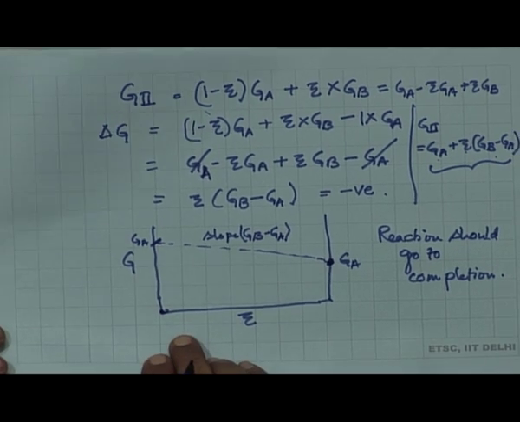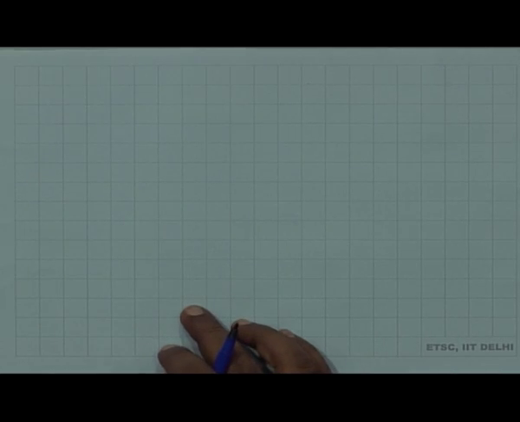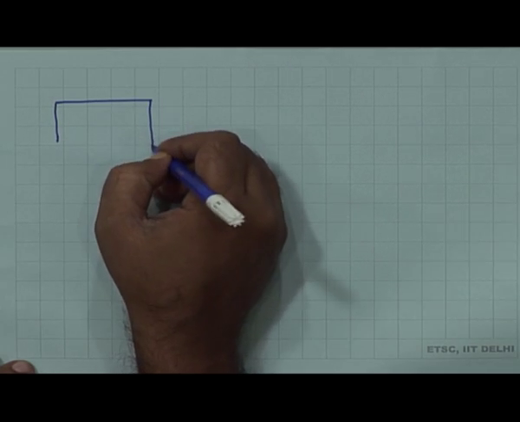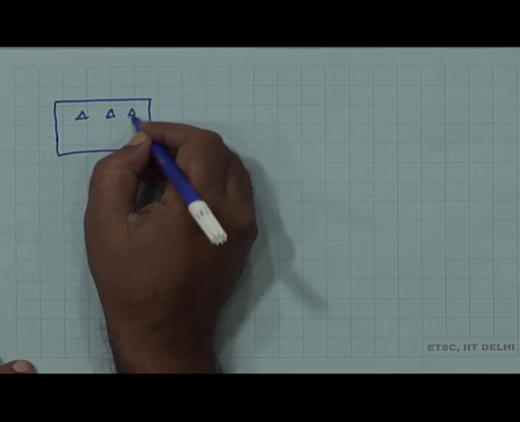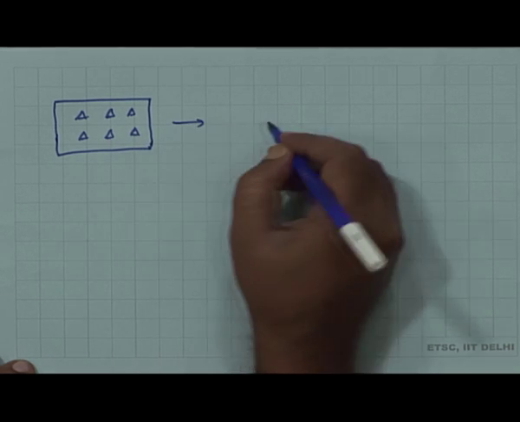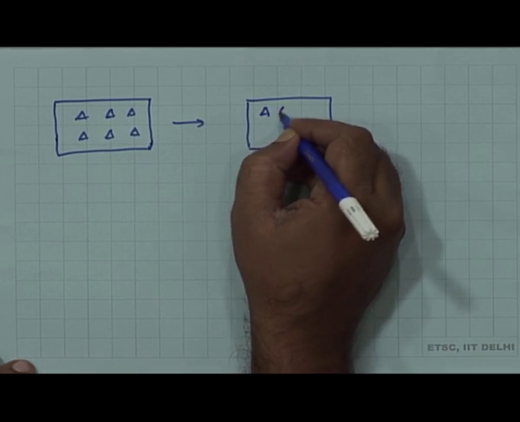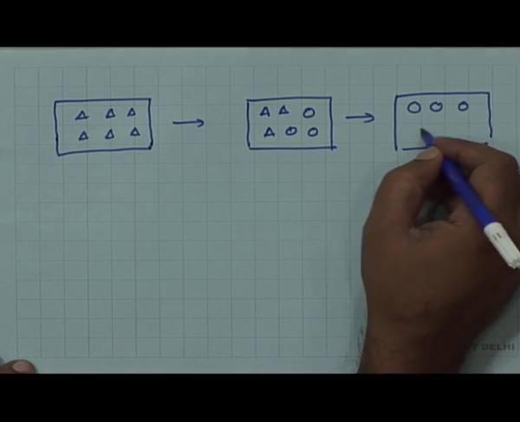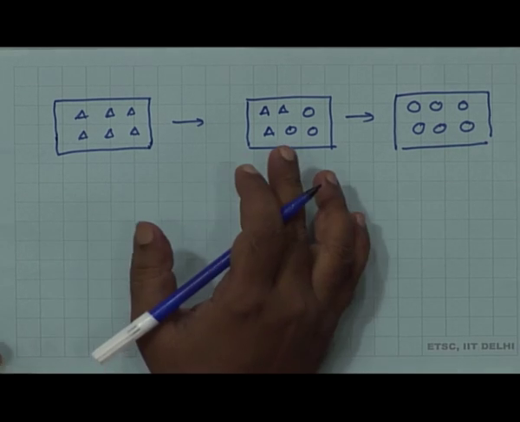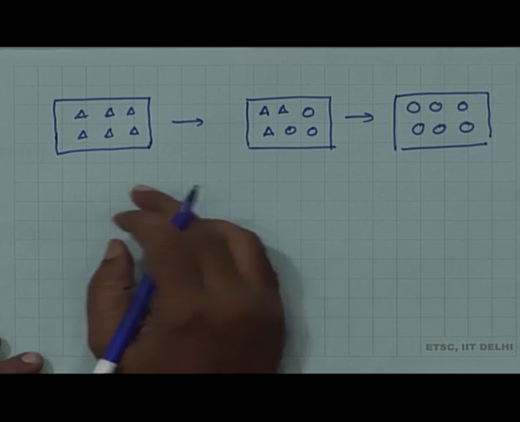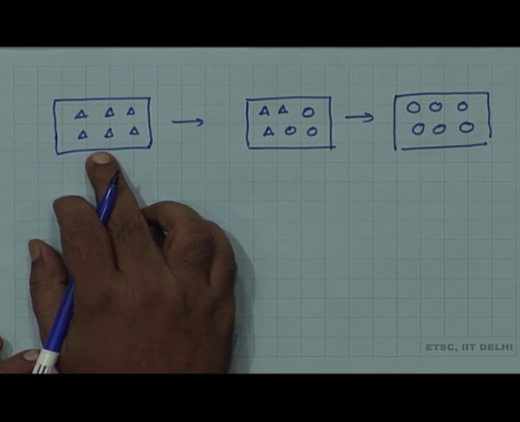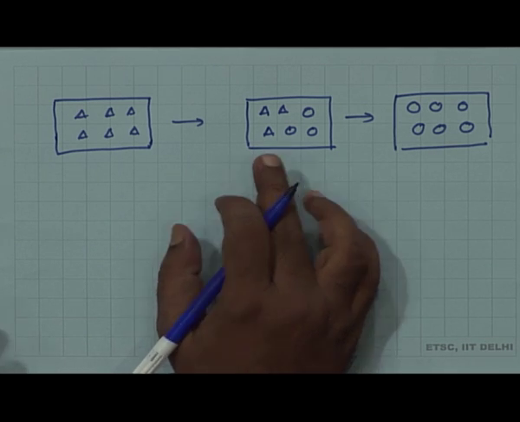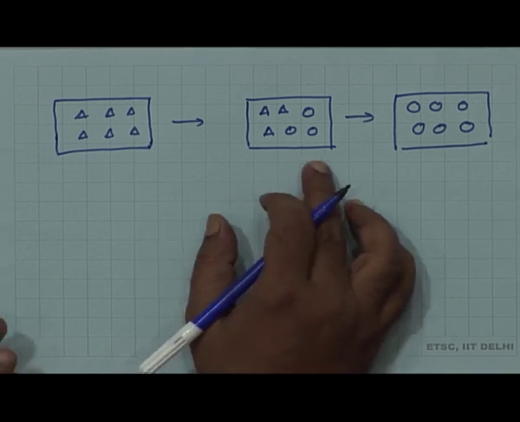However, we know that the reaction does not go to completion. So, what are the things which stop the reaction from going to completion? Let us again think about the process. We started with pure A and we went to pure B. Now, think of what is happening in this process. You start with pure A and you end with pure B. In between, there are states which have both A and B.